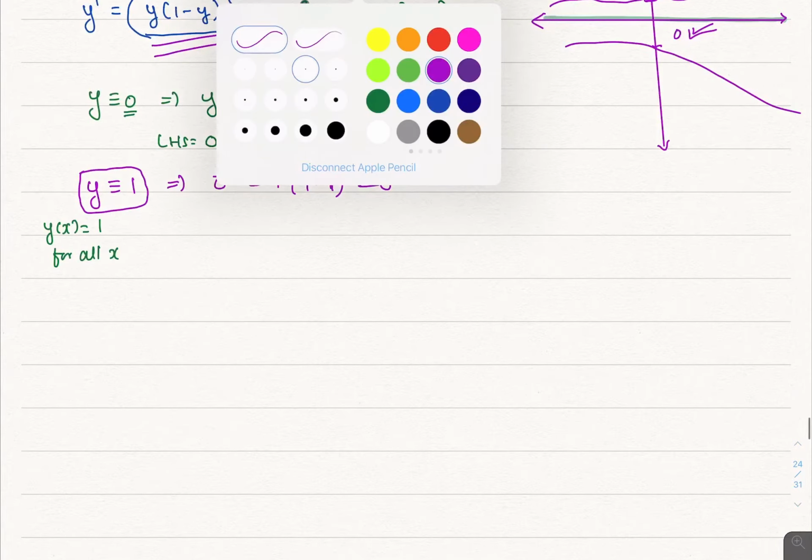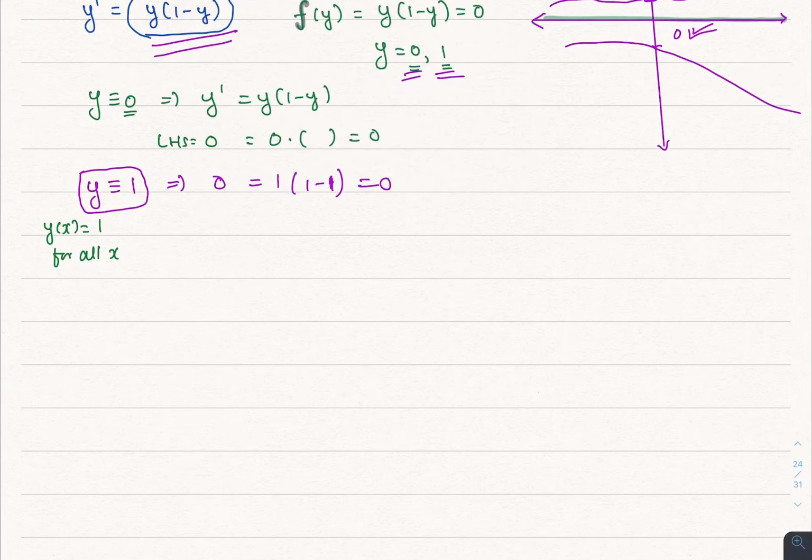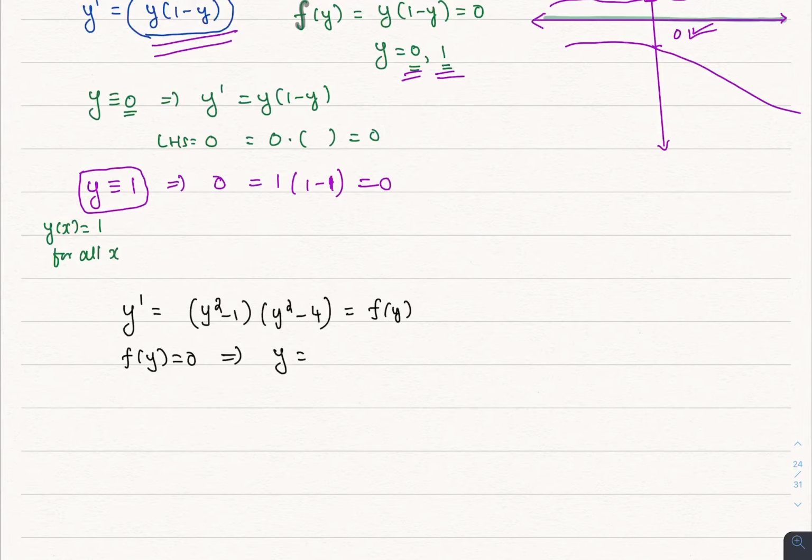Let's just take a look at this one. y prime is equal to, let's say, y squared minus 1 times y squared minus 4. Now, this is my f of y. If I set my f of y equal to 0, I'll let you solve it. You're going to have y equal to plus or minus 1, and y equal to plus or minus 2. That's going to give you 4 equilibrium points. As a matter of fact, 4 solutions.